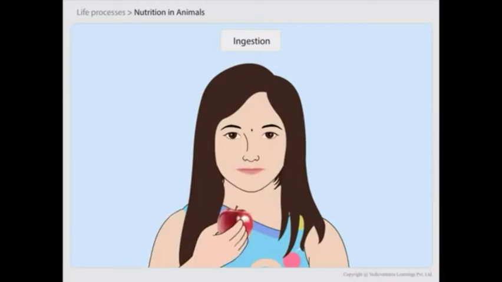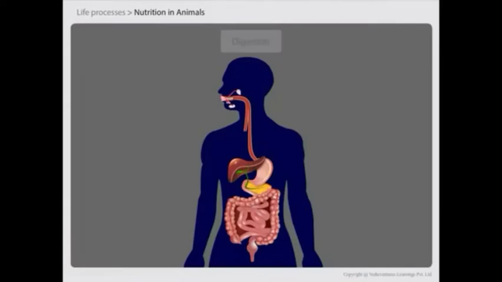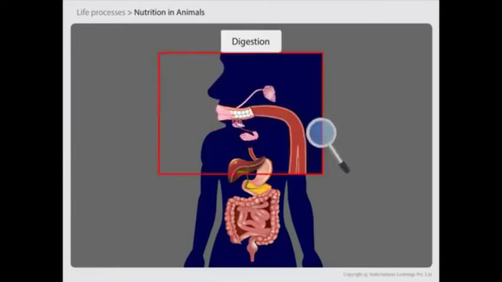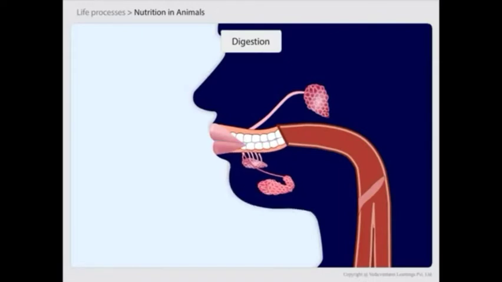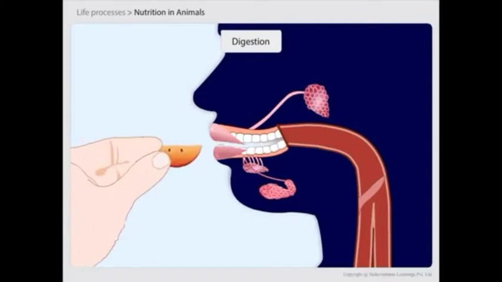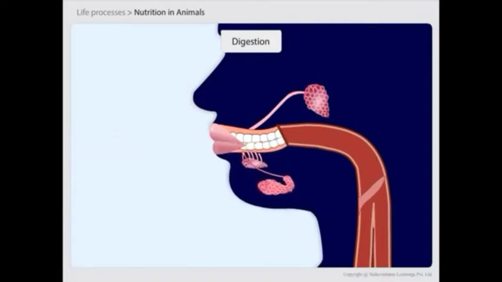The next process is digestion. The digestion starts from the mouth itself. So, three parts are involved in the digestion. The three parts present inside the mouth help in the digestion. The mouth is also called the buccal cavity, which is involved in the digestion process, and also the teeth, tongue, and the salivary glands.